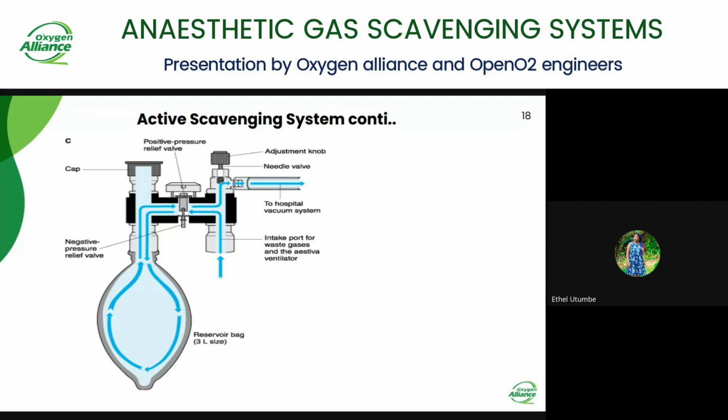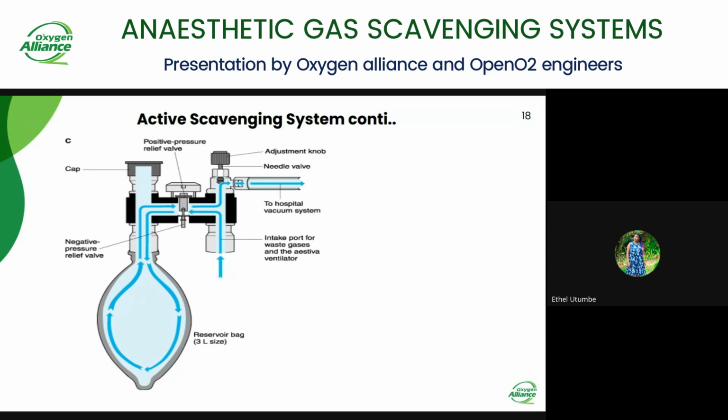Mainly, the positive pressure relief valve will open when the waste anesthetic gases are high at the collecting tube, like in the intake port for the waste gases and the anesthesia ventilator. This will open when there's high pressure. The positive pressure relief valve will open, letting the waste anesthetic gases into the reservoir bag. And when the pressure at the hospital vacuum system is below 0.5 milliliters of water, it's going to take the waste anesthetic gases from the reservoir bag to the hospital vacuum system.